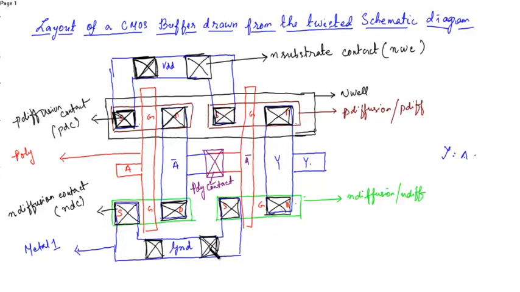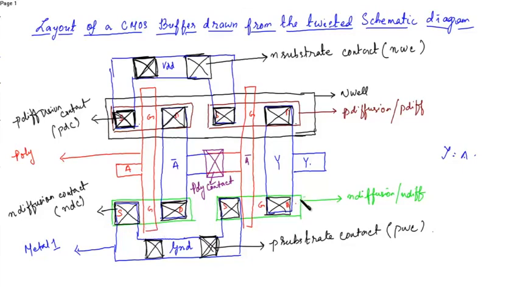Okay, so this is the P substrate contact, or the P-well contact, or the PWC contact. So this is the layout of a CMOS buffer that is drawn from the twisted schematic diagram.